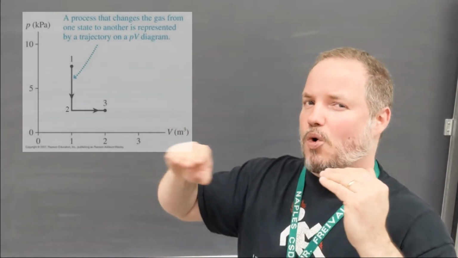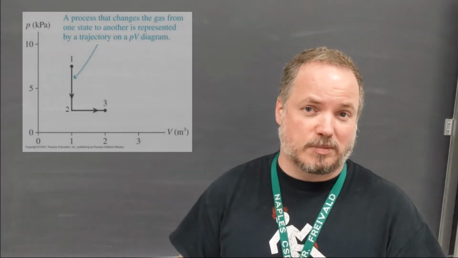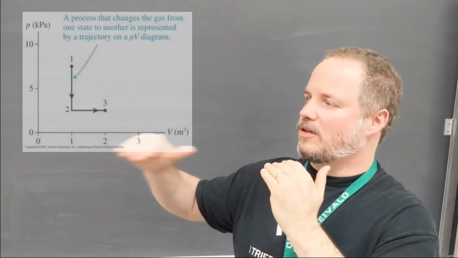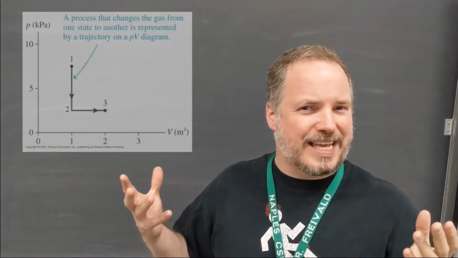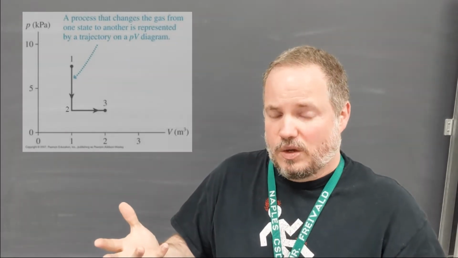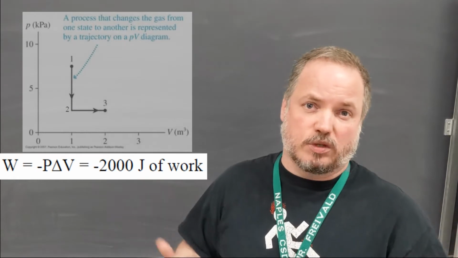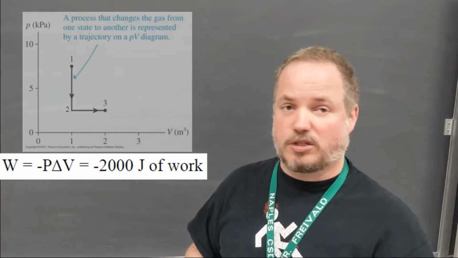Easy. Perfectly horizontal lines are pretty unrealistic, although we certainly will make use of them sometimes because, well, they're easy. On that horizontal line process from state 2 to state 3, how much heat did we actually add? Well, you can figure out how much work was done using W equals minus P delta V. Plug in your numbers, you get minus 2,000 joules of work.